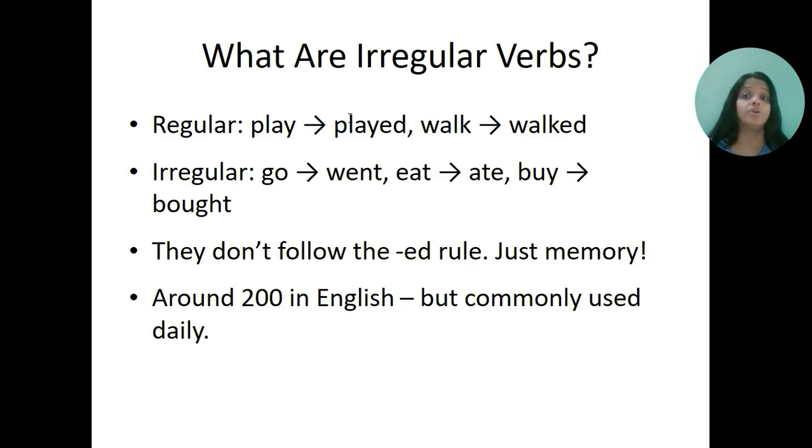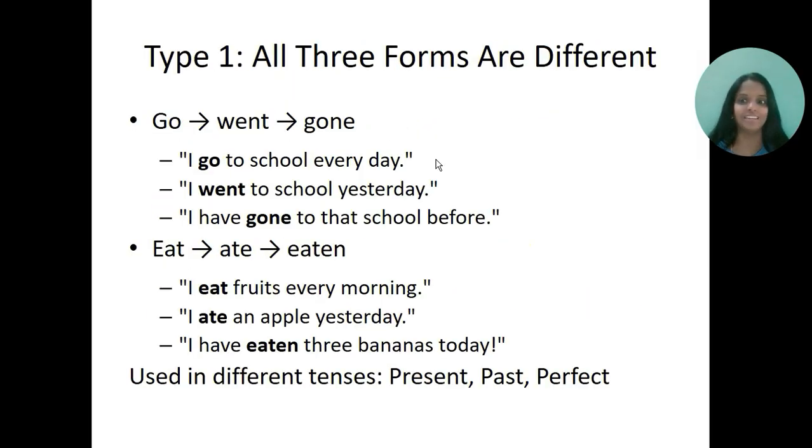And English has around 200 of these. But don't panic, you don't need to memorize them all in one go. You will see many of them in daily use. Now let's understand the types of irregular verbs. Yes, there is a method to this madness. Even though irregular verbs seem random, we can group them into four types based on how their past tense and past participle forms change. Let's go through each type with definitions, examples, and real life usage.